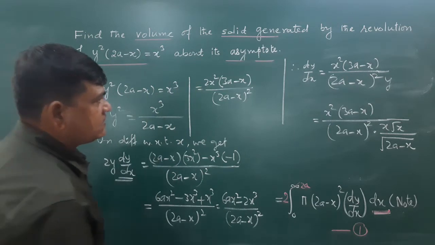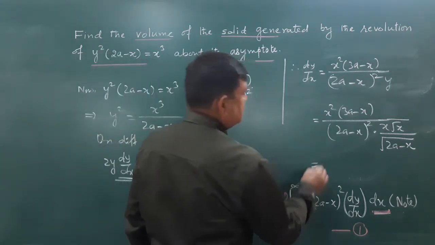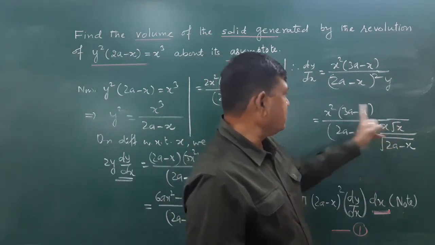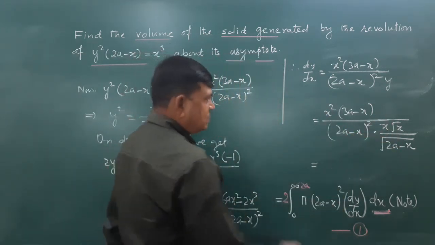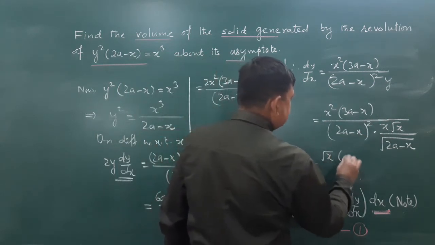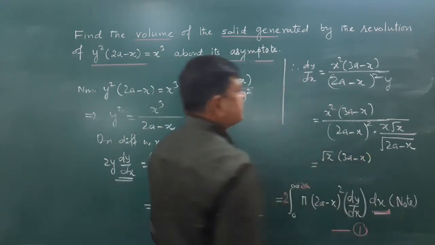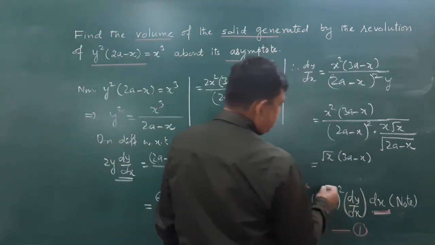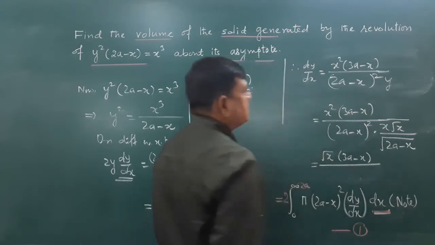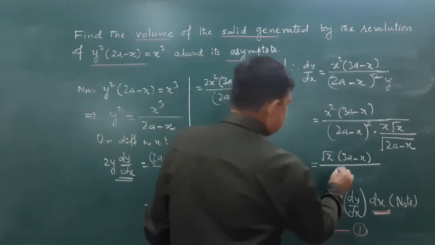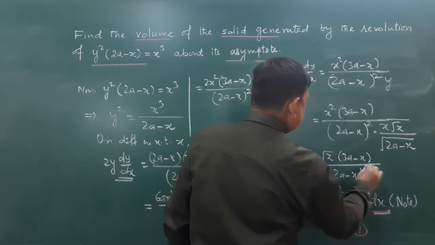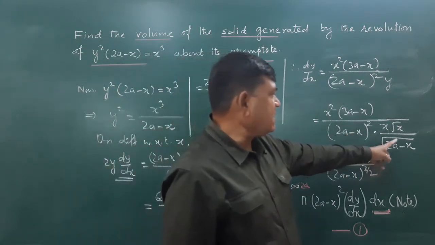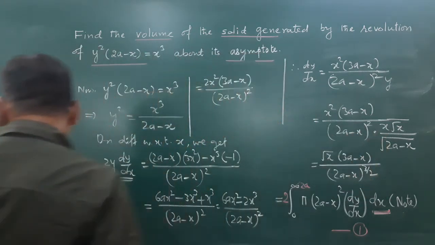Now we'll simplify this. So this is x to the power 3 by 2 and here it is x square, so root x is left. It is root x, it is 3a minus x. Then the power is half, so it is (2a minus x) to the power 3 by 2. Two power and half power, so 3 by 2 power is left.